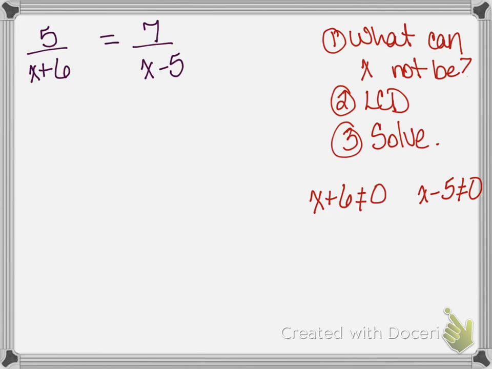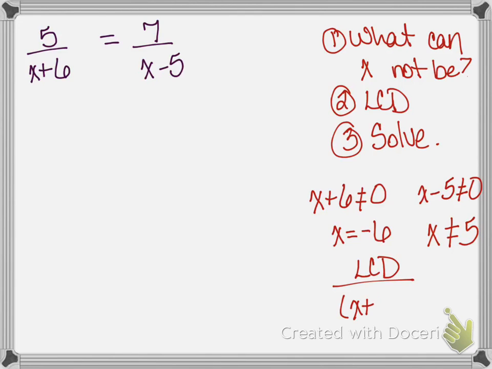The first thing that you are finding out is what can x not be? You should have done x plus 6 equals 0. And so x cannot be negative 6. X plus 6 can't be 0. X can't be negative 6. X minus 5 can't be 0, so x can't be 5. So those are the values that we have to throw out. The second thing I wanted you to find was your LCD. What's your LCD? Excellent. X plus 6, x minus 5.